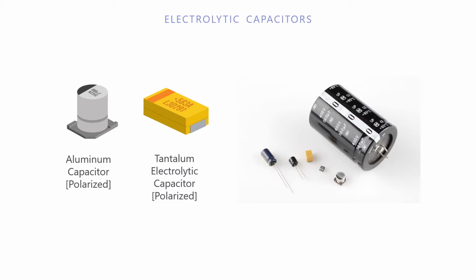The aluminum electrolytic capacitor, which is the most popular of the electrolytic family, usually looks like a little tin can, with both leads extending from the bottom.